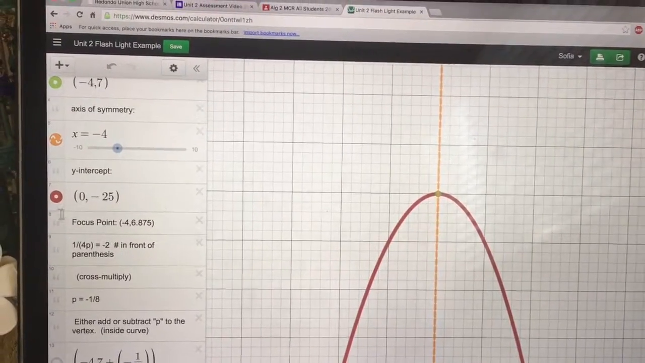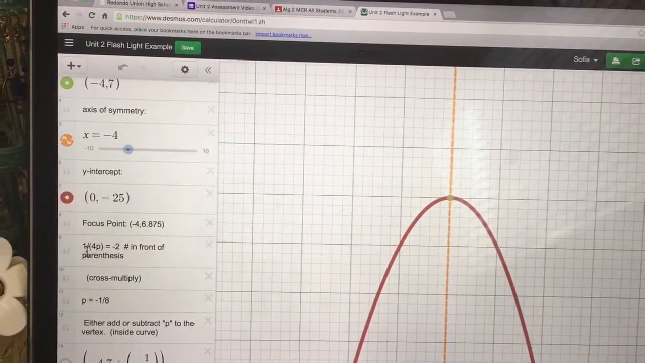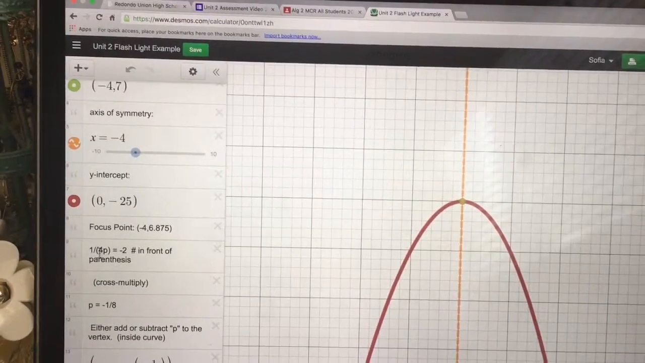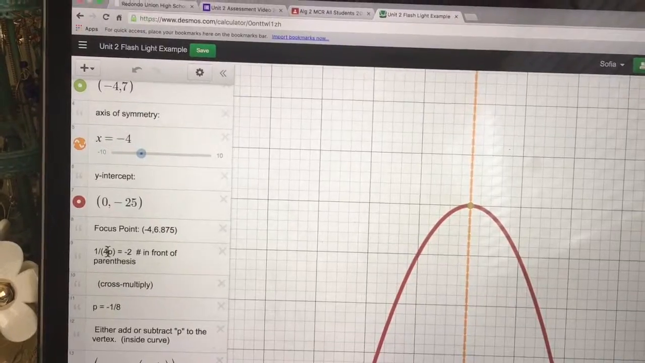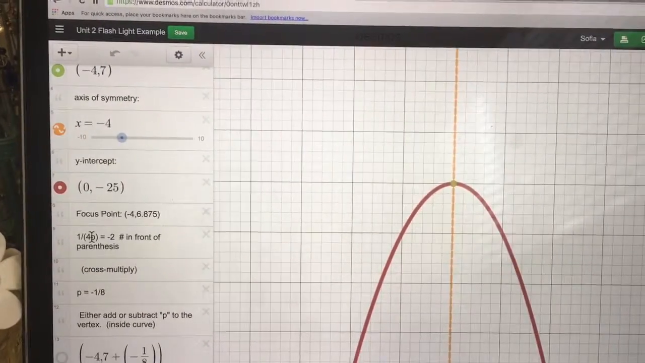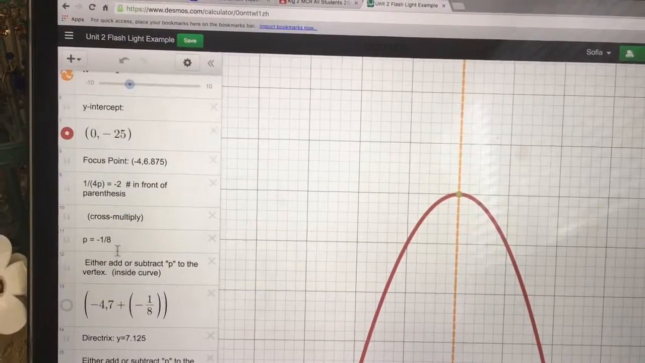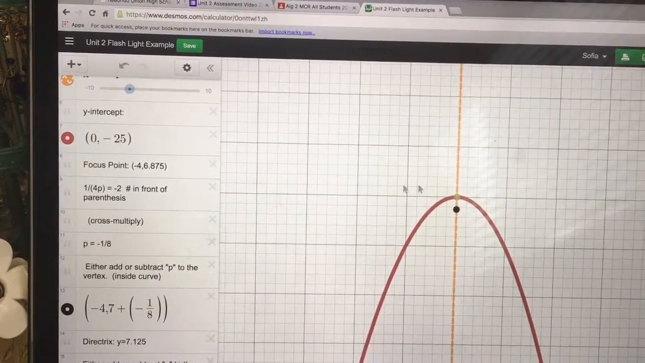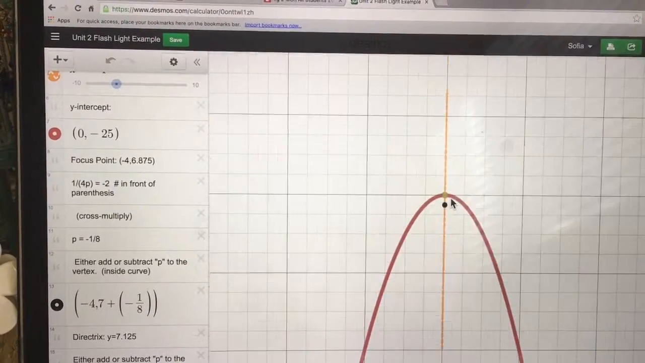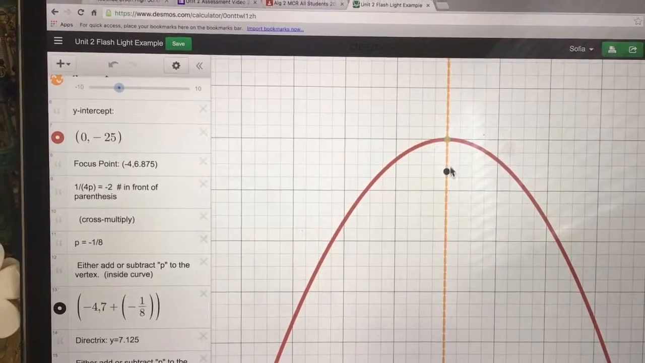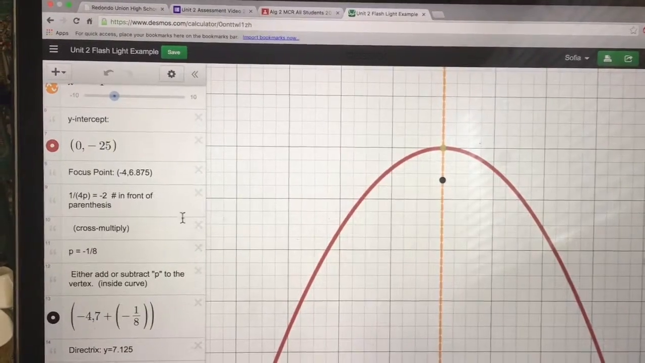Then we need to find the focus point. It's given to us here, but we can find that out by doing the cross multiply with this: 1 divided by 4p. Now p is going to be the distance between them both. So here it's going to be equal to -2. If we turn that on, it's going to be just there, which is about 2.5 cubes of this.